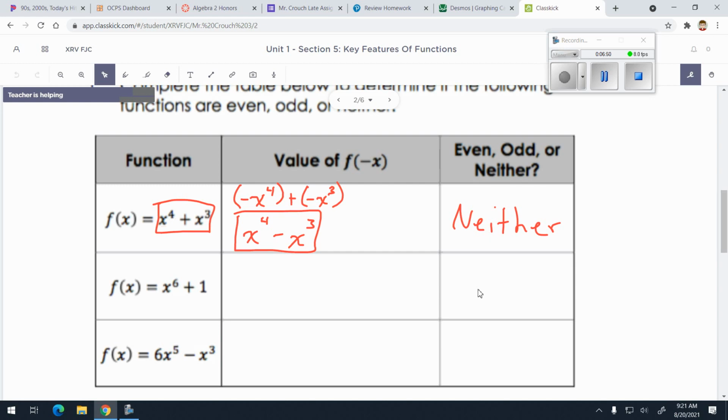Okay, what one? Okay, same thing. We're going to plug in negative x, so it's going to be negative x to the sixth plus 1, which comes out as x to the sixth plus 1. So compare it to its original: is it the exact same? Yes, so that means it is even.